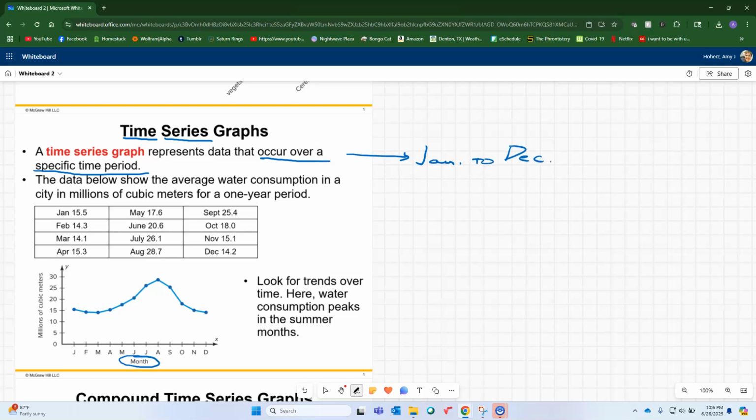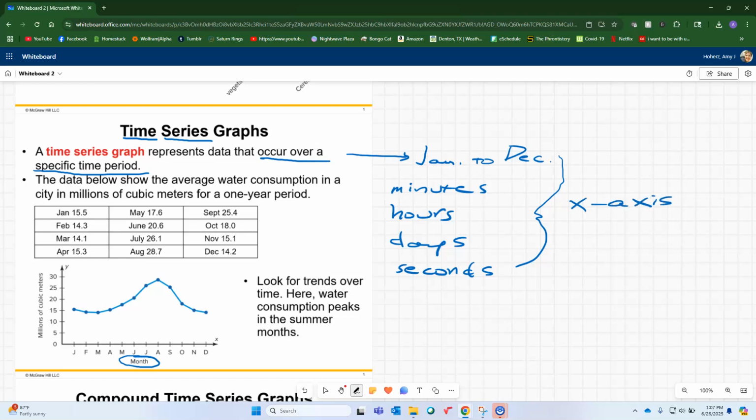Now, it doesn't have to be months. It could be minutes, it could be hours, it could be days, it could be seconds. So any measurement of time can be along the bottom. But with a time series graph, one of these needs to be on the x-axis. So somehow with the data, time must be passing along the x-axis. And if that is the case, then we can call that a time series graph.